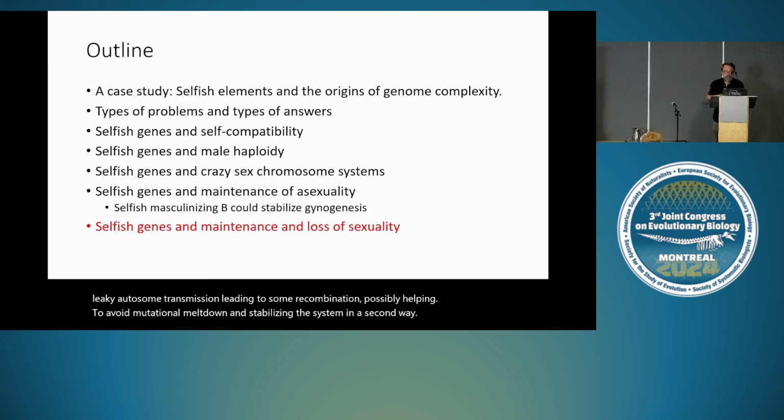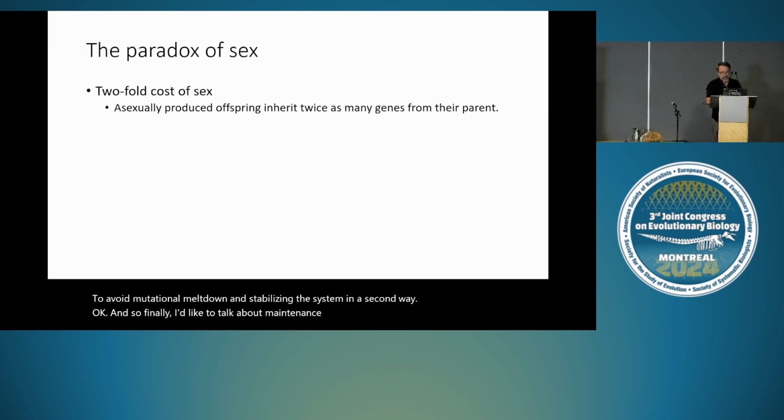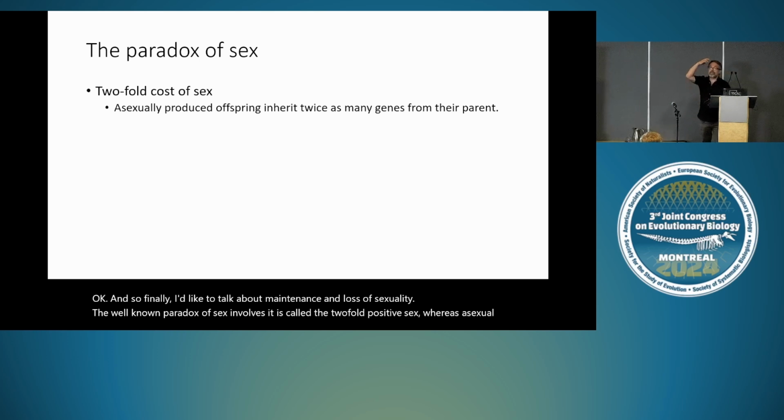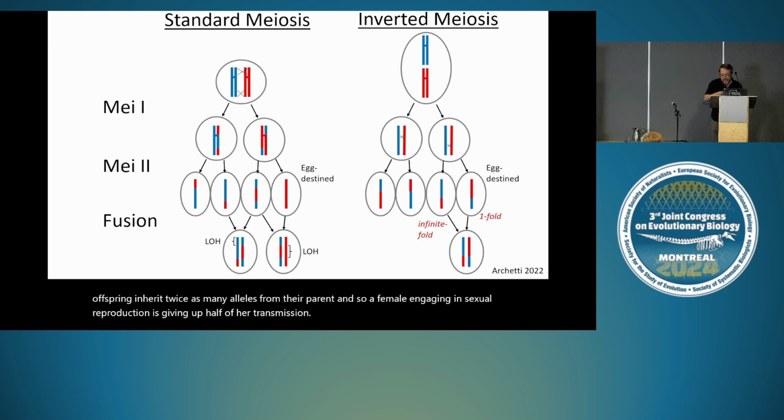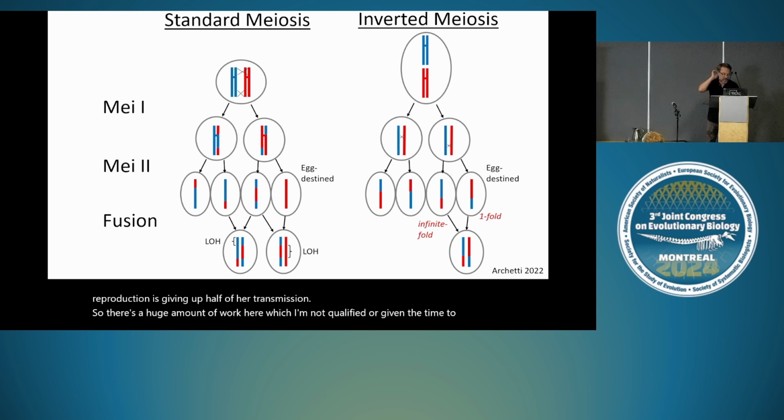Okay, and so finally I'd like to talk about maintenance and loss of sexuality. The well-known paradox of sex is called the twofold cost of sex, whereas asexual offspring inherit twice as many alleles from their parent. And so a female engaging in sexual reproduction is giving up half of her transmission. There's a huge amount of work here which I'm not qualified or given the time to summarize, and I don't mean to give it short shrift.